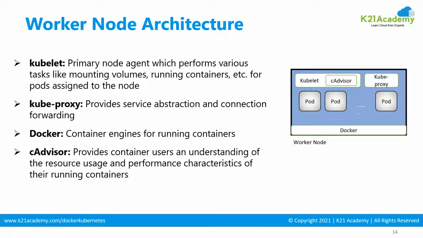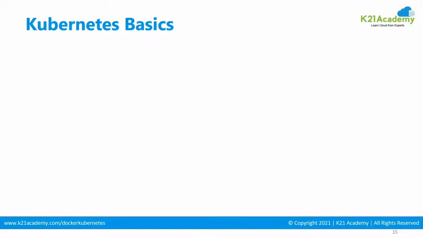And as we discussed earlier, what is cAdvisor? It provides container users an understanding of the resource usage and performance characteristics of their running containers. In short, it will check the health of it. It will check how much CPU and RAM has been utilized by the particular pod in the worker node, and that information will be kept inside the cAdvisor. All right, so that is what the worker node architecture is.